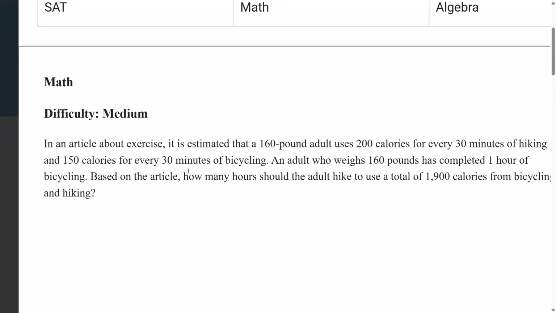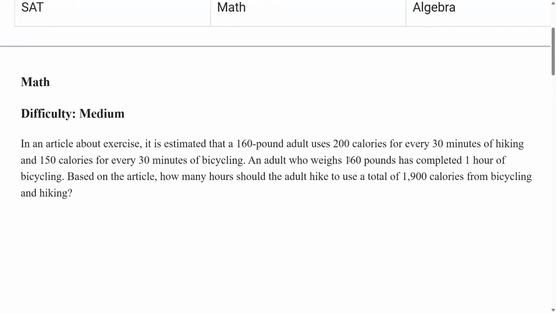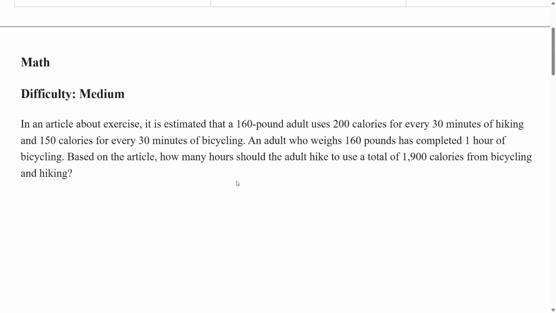In an article about exercise, it's estimated that a 160-pound adult uses 200 calories for every 30 minutes of hiking and 150 calories for every 30 minutes of bicycling. An adult who weighs 160 pounds has completed 1 hour of bicycling. Based on the article, how many hours should the adult hike to use a total of 1,900 calories from bicycling and hiking?